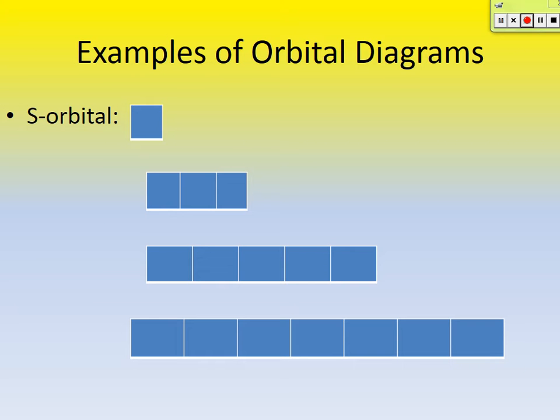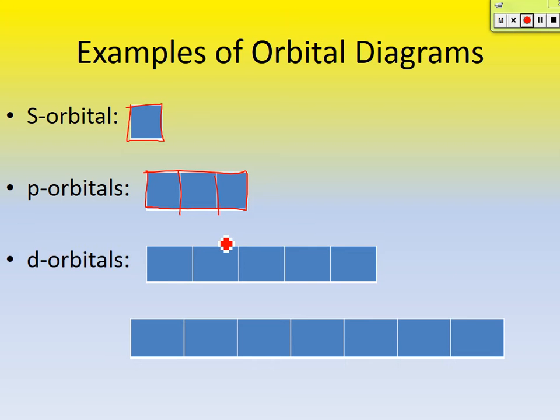Here's the example of orbital diagrams. So when you have to draw an S orbital, it's one box. How many electrons can fit in there? 2. So we're going to draw 2 arrows in there. I'll show you how to do that when we get there. The P orbitals. How many P orbitals do we have? 3. So you draw a rectangle, divide it into 3 boxes.